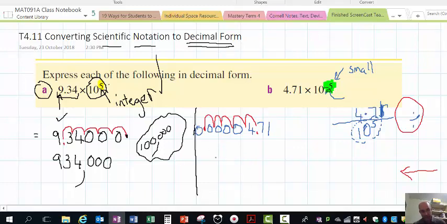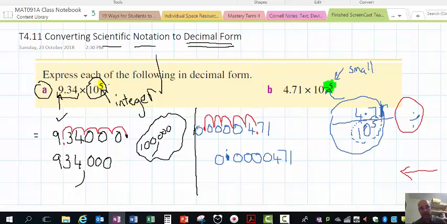So that would be, tidying it up, 0.000471. Okay, so that's the final answer. So it's like going 4.71 divided by 100,000, because 10 to the power 5 is 100,000. 10, 100, 1,000, 10,000, 100,000, and that's why the decimal ends up there, and that's our final answer.